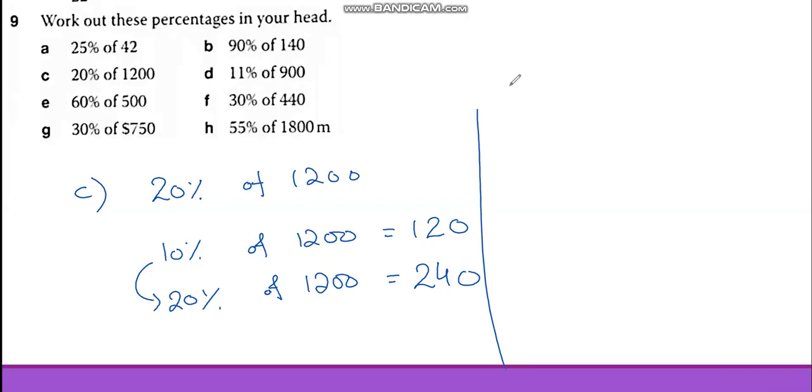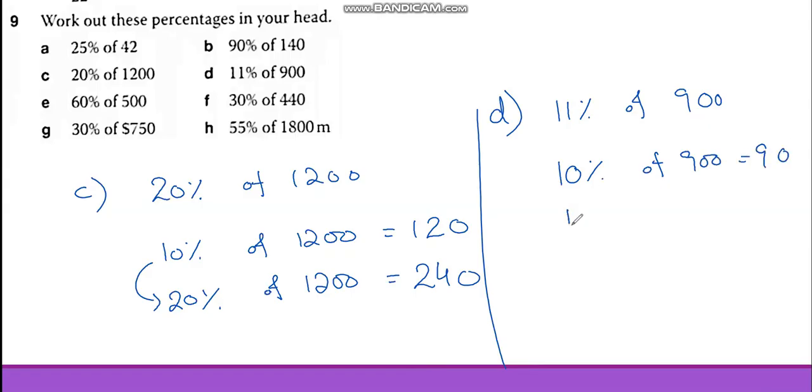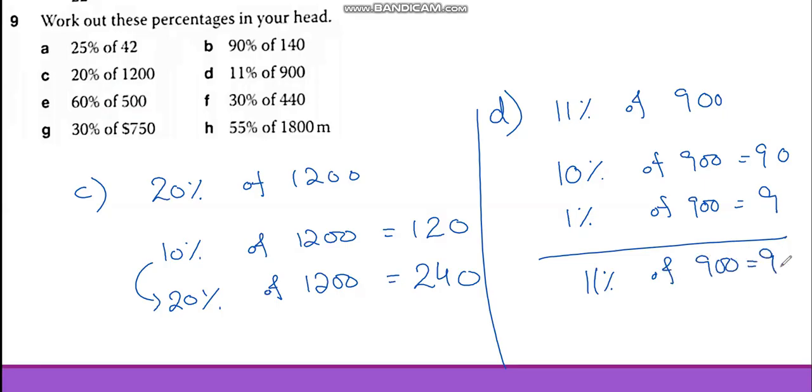Similarly, we can find 11% of 900. For 11%, first we can find 10% and then 1%. So 10% of 900 is definitely 90. And for 1%, we divide the number by 100. So if we divide 900 by 100, we get 9. So 10% is 90 and 1% is 9. So in total, 11% of 900 will be 99.